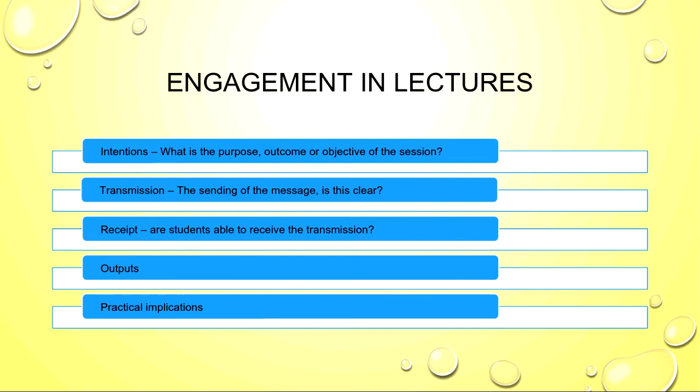We want to make sure that students are able to receive the transmission, so any barriers to the reception of the transmission are removed. We want to think about the outputs as well, what we want the students to bang out at that point. And then we want to think about the practical implications of that. Realistically, we don't want to be asking students to do things like aerobic workouts within a lecture setting, because the setting doesn't suit the task that we're asking them to do.